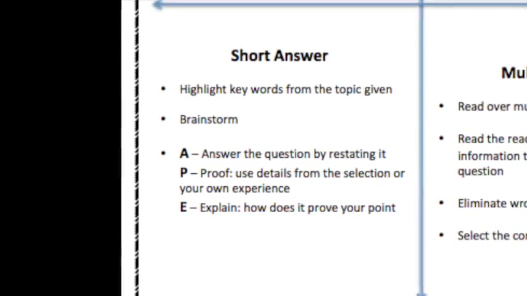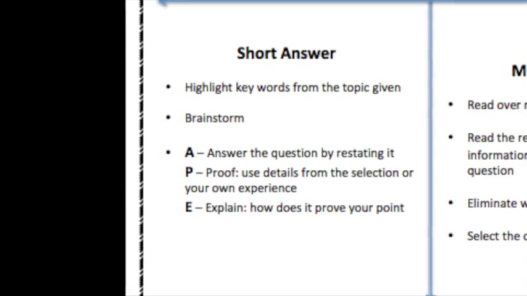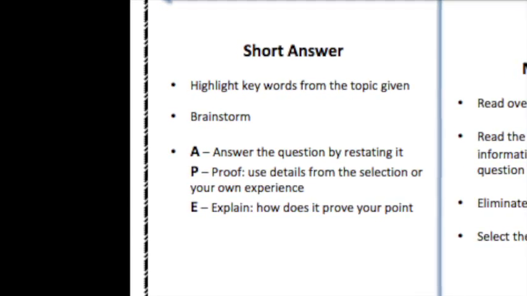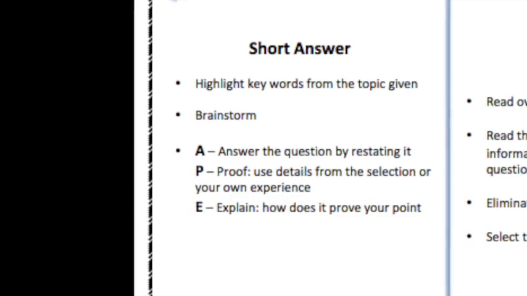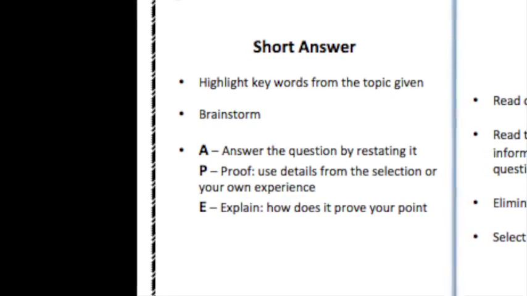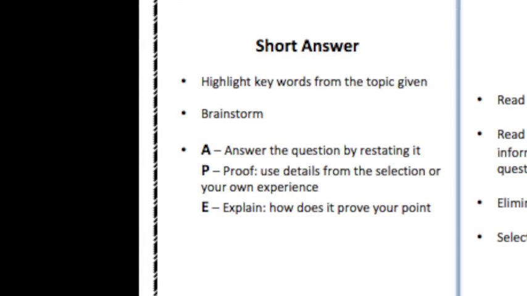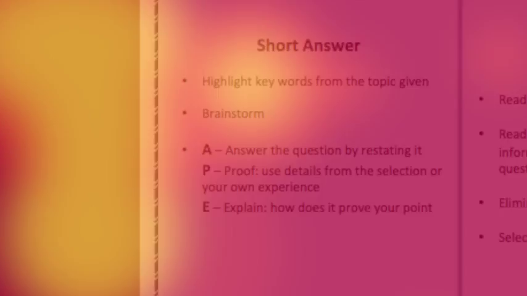A is for answering the question by restating it. P is to use proof or examples to support your opinion. E is for explain. How did your proofs support the main idea and have you answered the question?